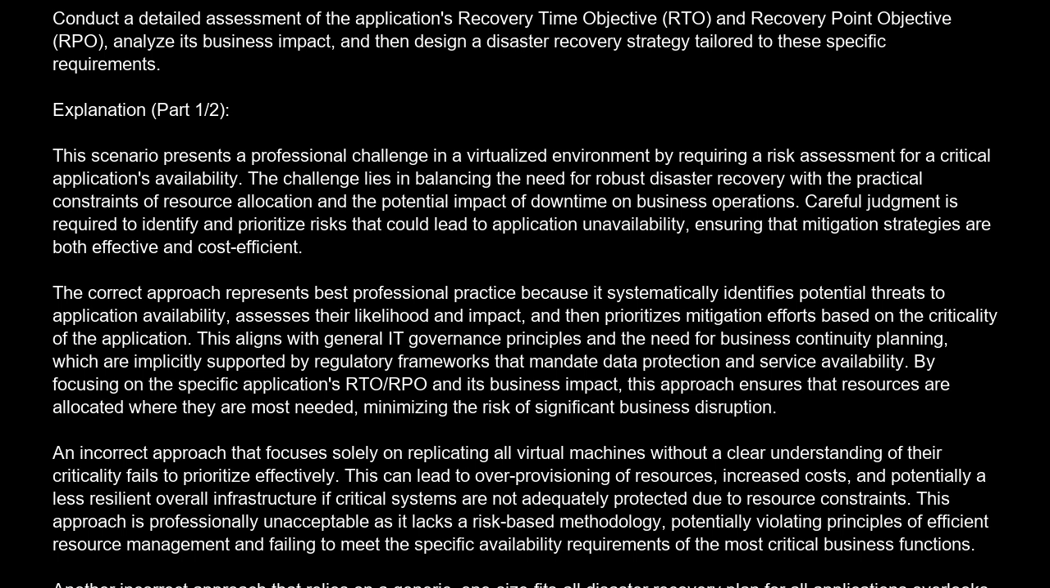An incorrect approach that focuses solely on replicating all virtual machines without a clear understanding of their criticality fails to prioritize effectively. This can lead to over-provisioning of resources, increased costs, and potentially a less resilient overall infrastructure if critical systems are not adequately protected due to resource constraints. This approach is professionally unacceptable as it lacks a risk-based methodology, potentially violating principles of efficient resource management and failing to meet the specific availability requirements of the most critical business function.